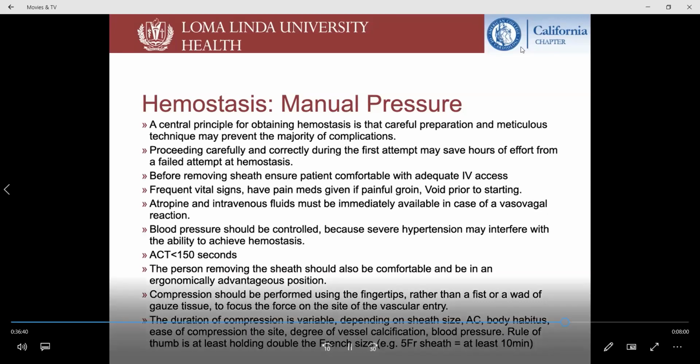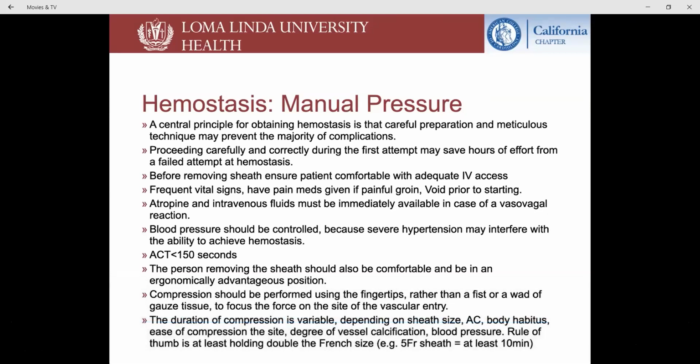The duration of the compression is variable depending on the sheath size, anticoagulation, body habitus, ease of compression at the site, degree of vessel calcification, and blood pressure. So all those things need to be taken into consideration. The more of those you have, the longer you want to hold pressure to get hemostasis.